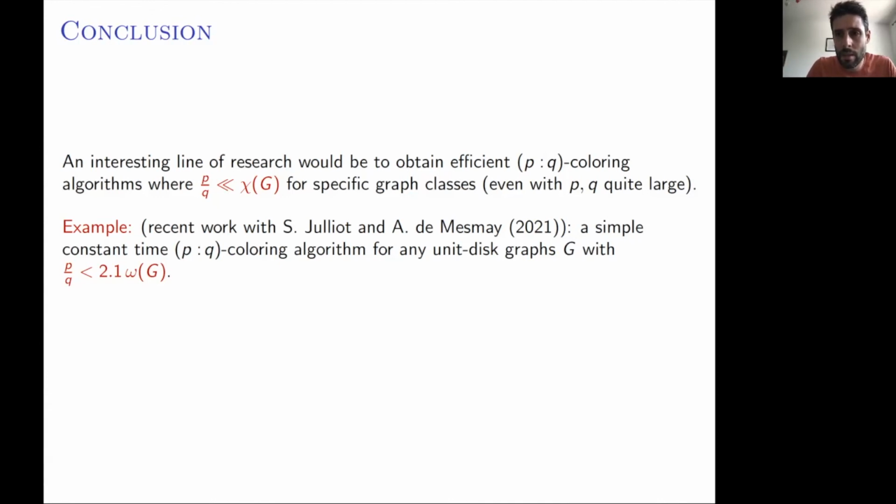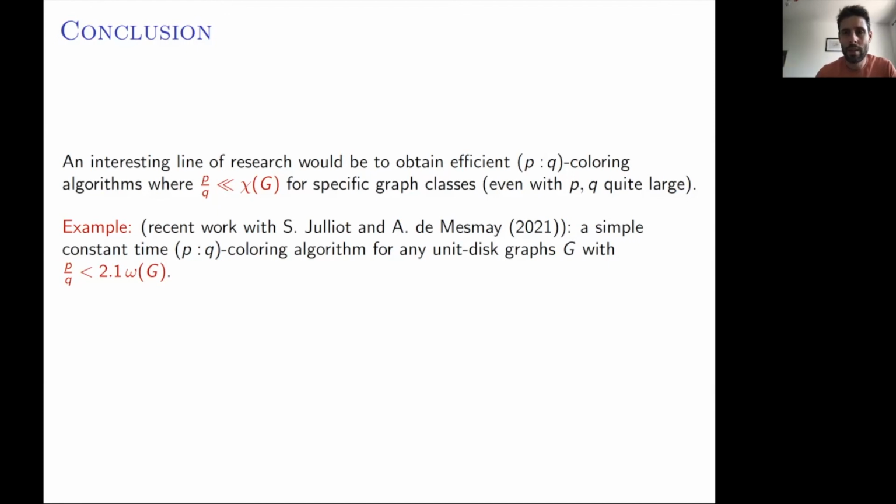And there was a classical 3 approximation algorithm for the chromatic number, so coloring with at most 3 times chi colors. And we can make a very simple PQ coloring with P over Q at most 2.1 omega. Omega is the clique number, it's always at most the chromatic number. So it's always at most 2.1 times chi. So it's almost a 30% improvement over this 3 chi classical bound. And Q is small and the algorithm is very simple. So this is really what I had in mind.